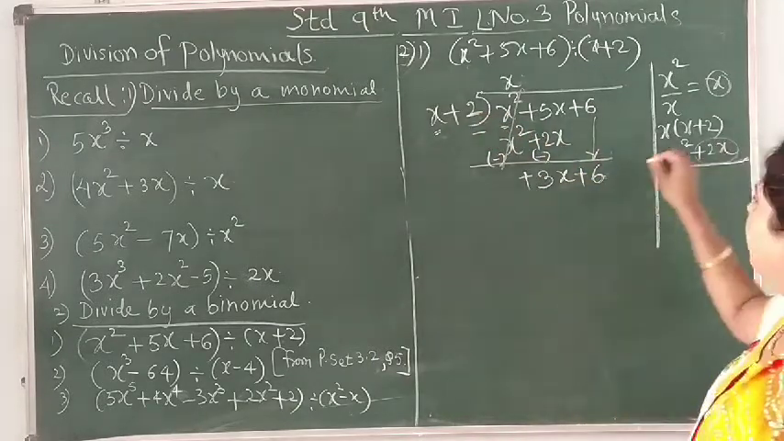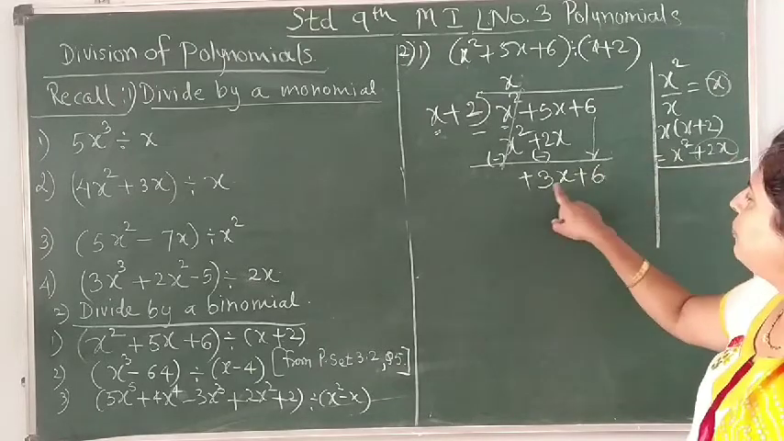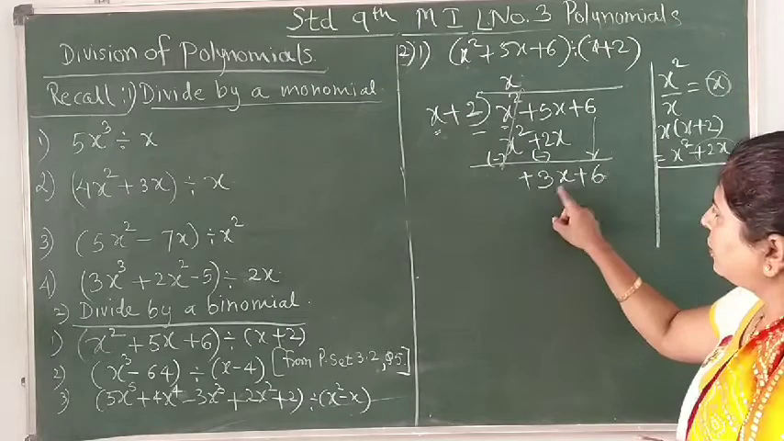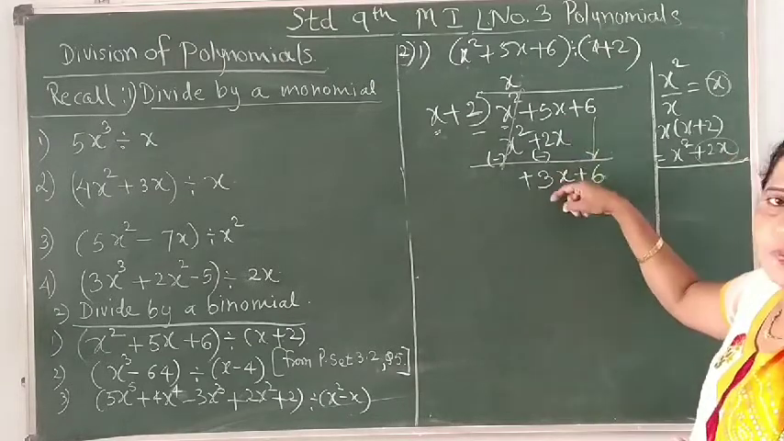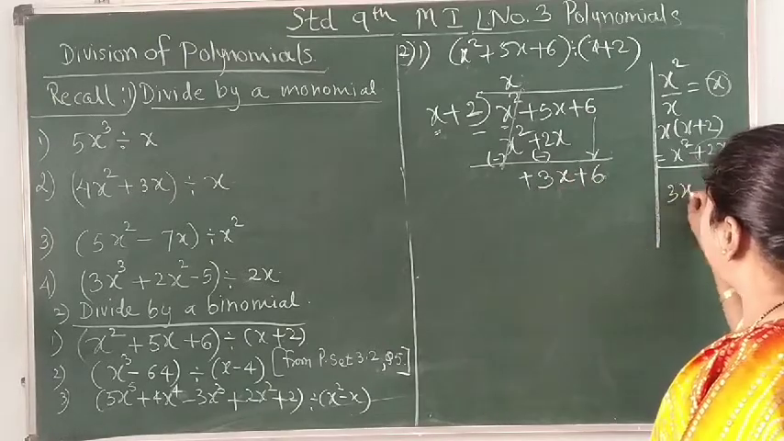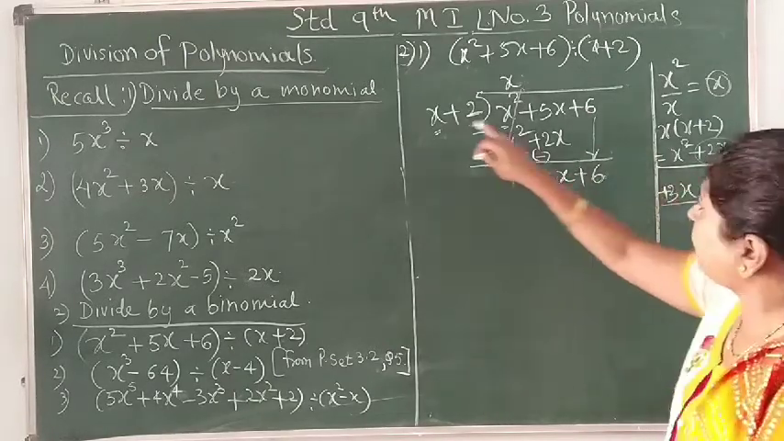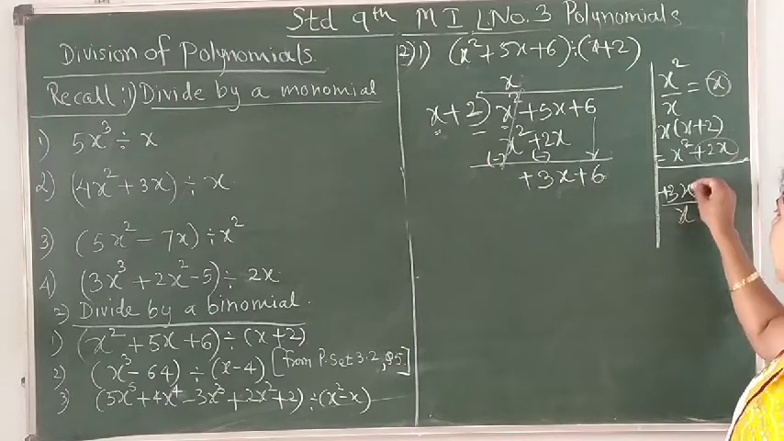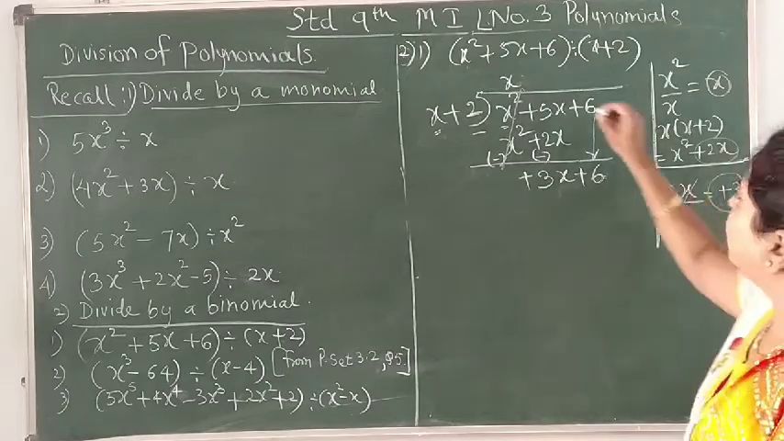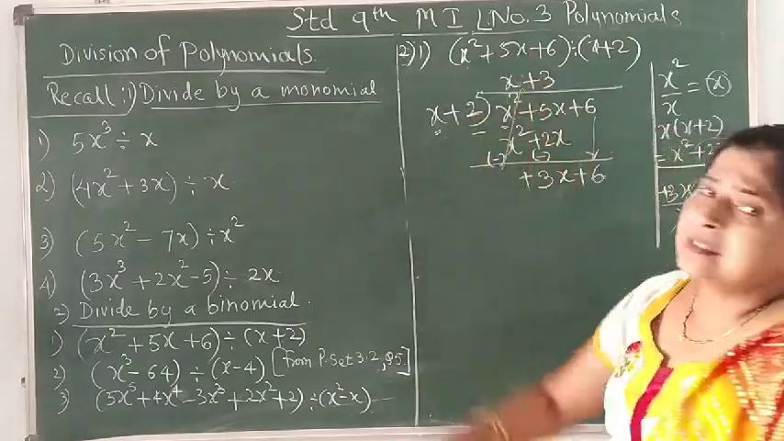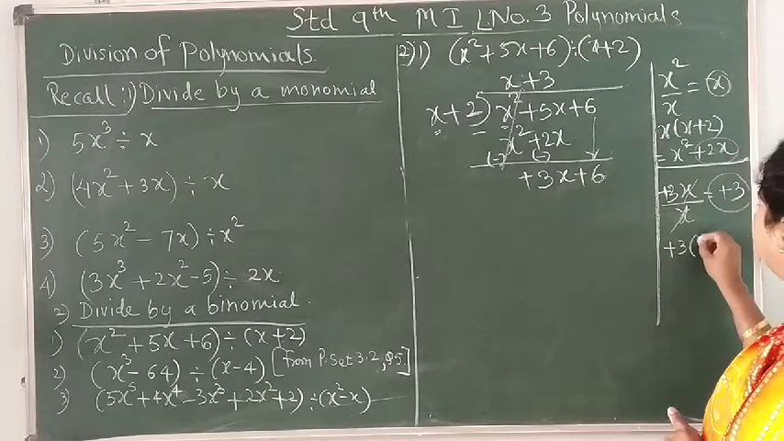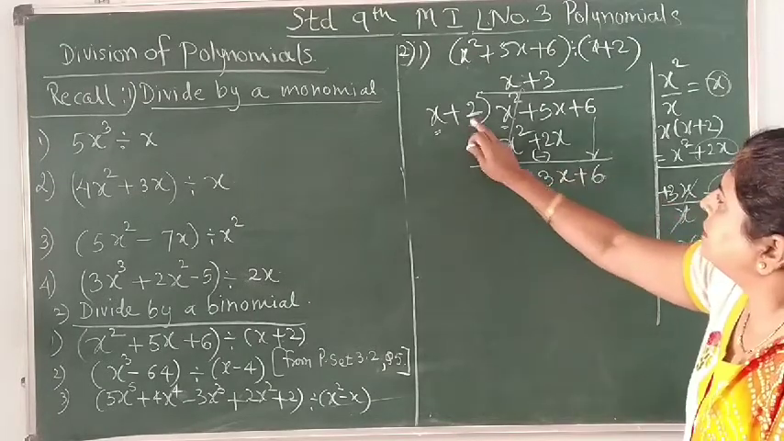So let's put a dot, dash over here. So plus 3x divided by x. Now these are the two terms of the division process, dividend and divisor. Take this first term, plus 3x, divided by this x. X will get cancelled. We will get plus 3. So this we will write in the quotient part, plus 3.